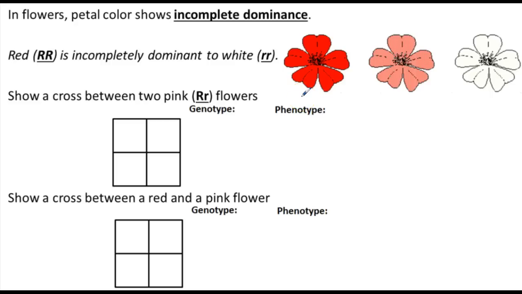Let's take a look at this one. In flowers, petal color shows incomplete dominance. So we have here a red one that would be big R, and a recessive one that would be little r, and in this case it's a blend. So the heterozygous would be big R, little r.